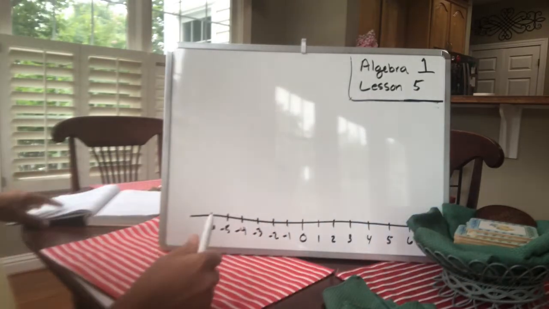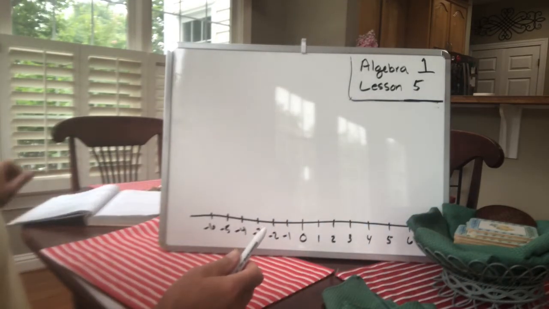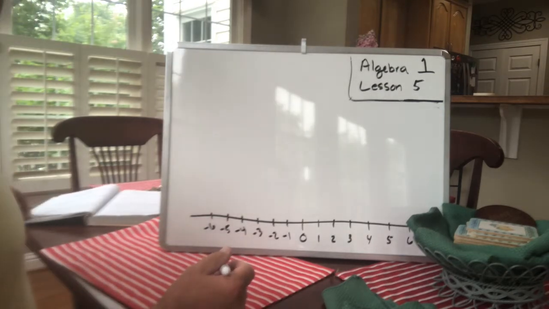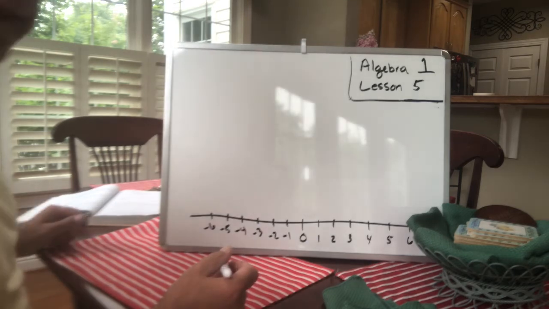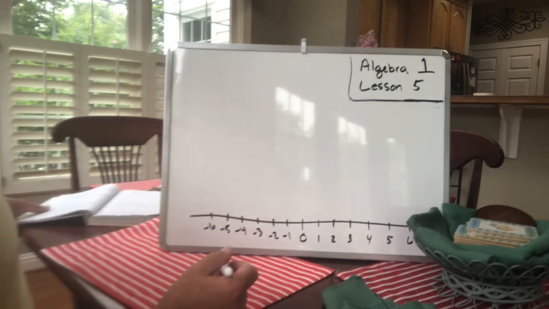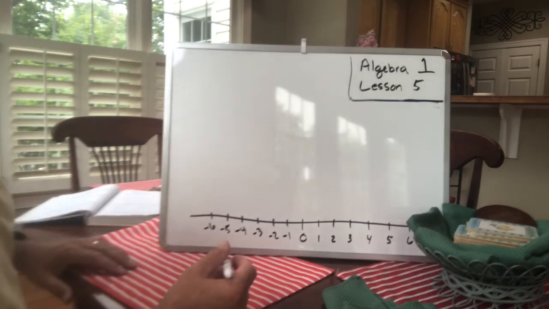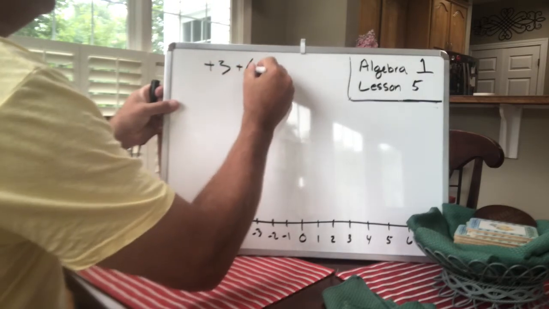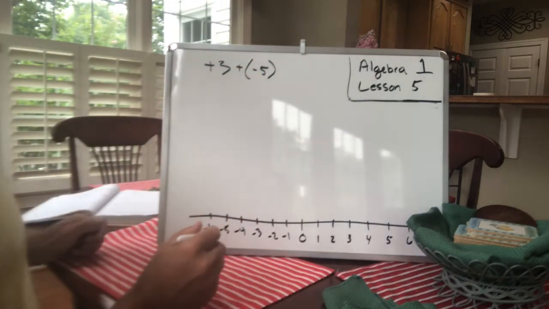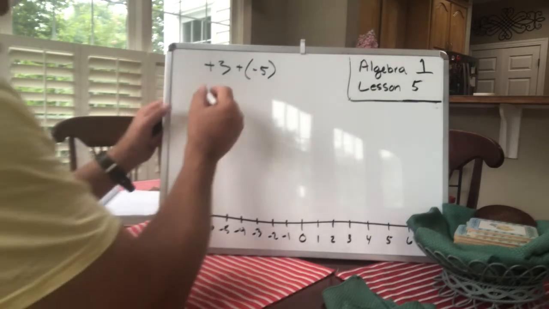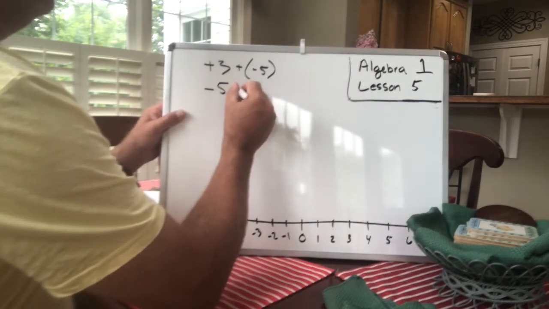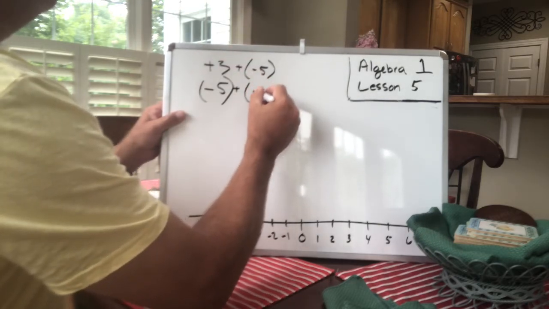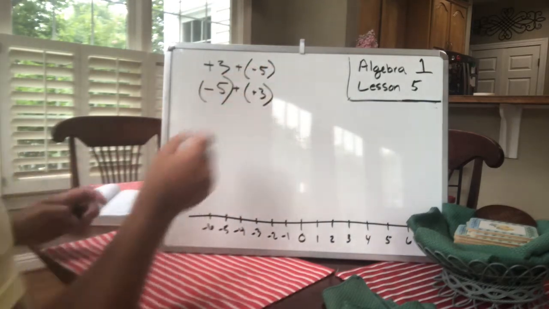I have a number line down here. We're going to go to example 5.2 in lesson 5, and I am on page 26. All right? It's a simple one. It says +3 plus -5. +3 plus -5. Okay? In example 5.3, it says -5 plus +3. Okay? I just changed places.